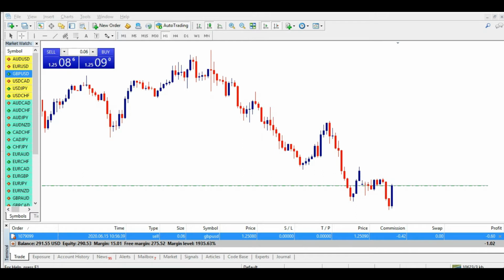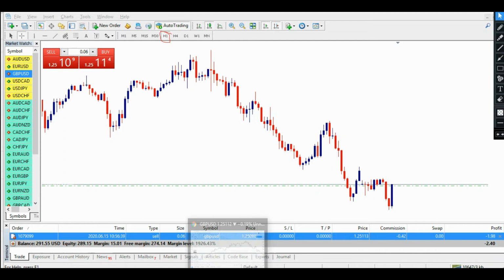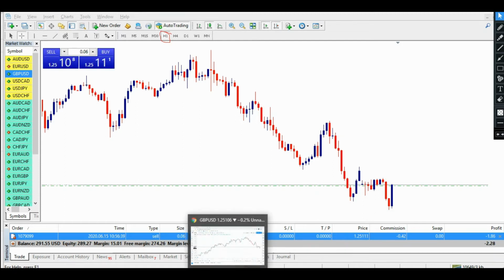So right now I am on the 1 hour chart. Did you see that? I am on the 1 hour chart and I placed a sell order with a size of 0.06. Right now my trade is going against me, but I don't care about it because I know what I'm doing. So I placed the sell order in this pair. Let me switch to a TradingView chart and I will explain you.